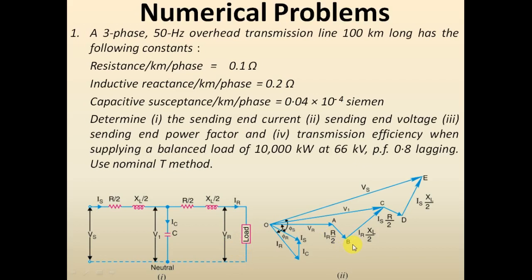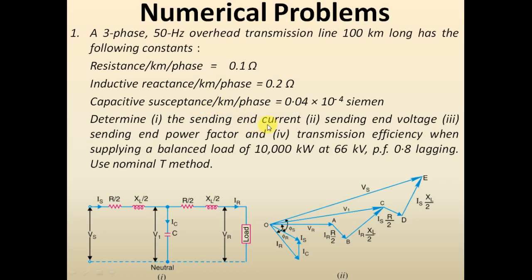Now let's see this problem. It's a 3-phase overhead transmission line and its length is 100 km. So it's clear that it's a medium transmission line. Resistance per kilometer per phase is given as 0.1 ohm. Please note here it's actually resistance per kilometer per phase. Inductive reactance per kilometer per phase is given as 0.2 ohm. Capacitive susceptance, it's not capacitive reactance which is given here, it is capacitive susceptance. Capacitive susceptance is actually the inverse of capacitive reactance.